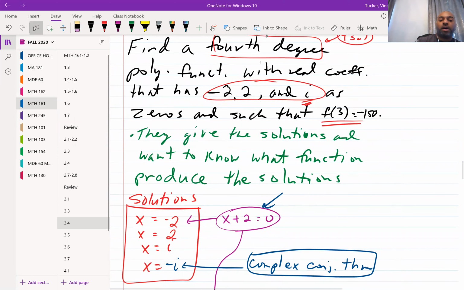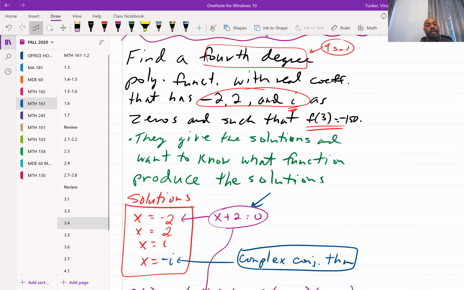That's what we have right here. The complex conjugate theorem says that if i is a solution, that means negative i is a solution. Remember, your conjugate is just when you change the sign of your imaginary part. So all we had was i here, so that means negative i would be a solution as well.